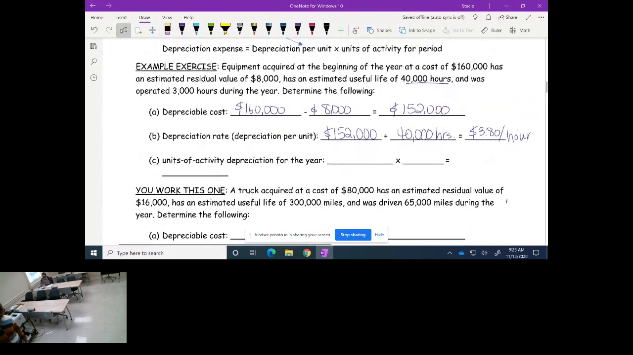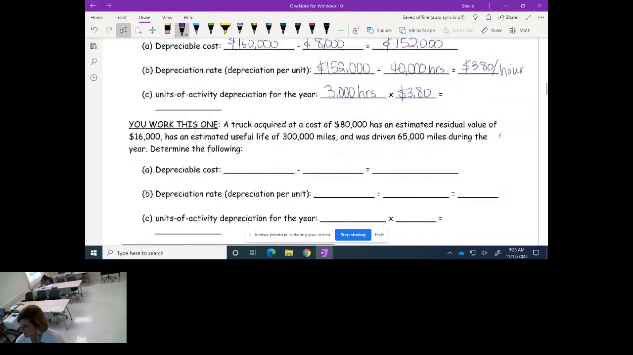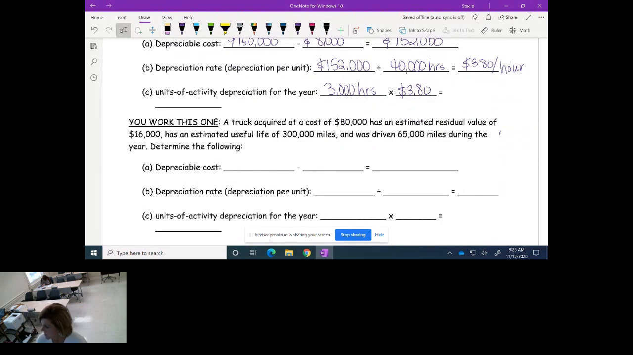So for this particular year, we have 3,000 hours that it operated. So we'll take our 3,000 hours for this year and multiply it by that $3.80 per hour, and that will tell us how much depreciation we have. 11,400. Okay, so our depreciation for the year is $11,400. Just a different way of doing it.